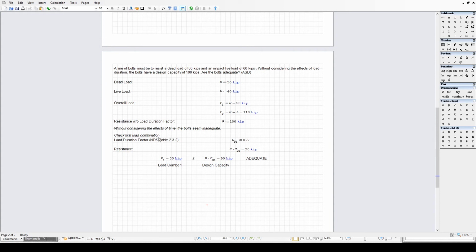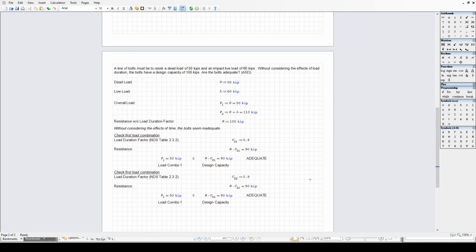Okay, so we have that. And again, that was just with the first load combination. So we're fine there, because 50 is less than 90, so we are adequate. Now I'm just going to copy this and modify it for the second load combination. So CD2. Now this is where it gets interesting.